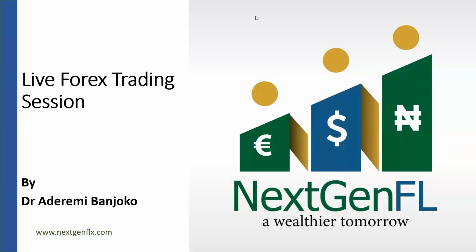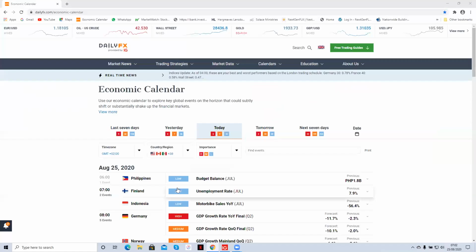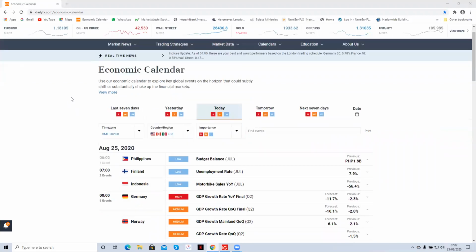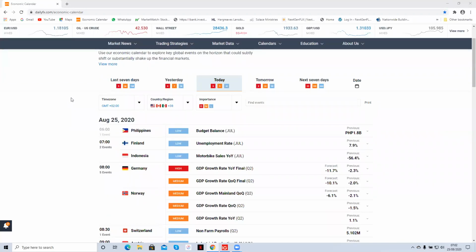So as usual, we start off by looking at the economic calendar. Let me bring that up. We start with the economic calendar before we even start looking at the charts to see what's going to happen in the markets today, because that's what actually determines what time you start trading, how often you trade, and all that. So today is Tuesday, the 25th of August.